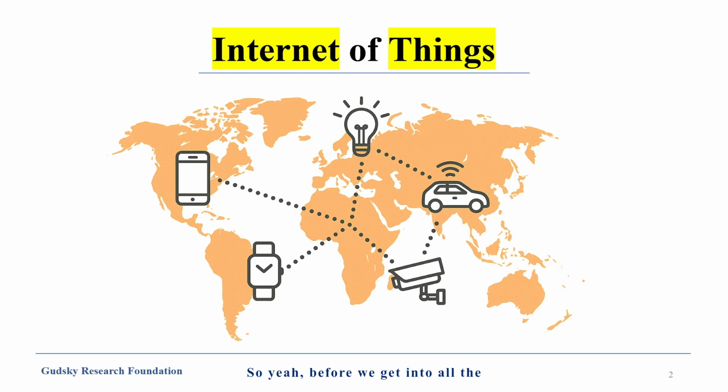So, yeah, before we get into all the examples and uses, let's first understand what this term actually means. Internet of Things or IoT sounds fancy, right? But really, it's about making normal objects smart using the internet. In the next few slides, I'll break it down so it's super clear.